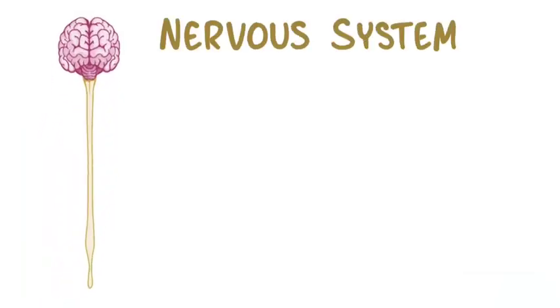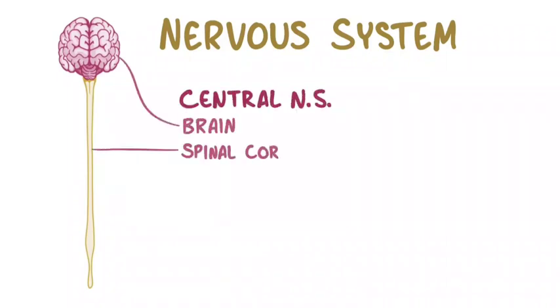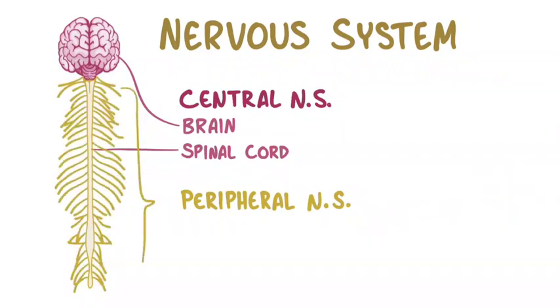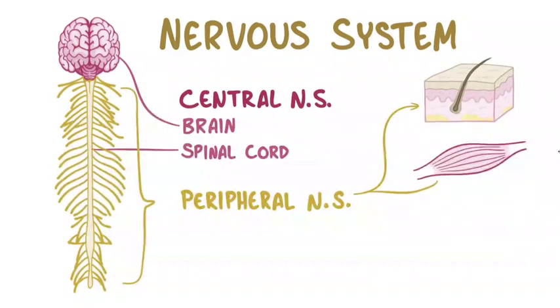Broadly speaking, the nervous system consists of two parts. The central nervous system consists of the brain and the spinal cord. The peripheral nervous system includes the nerves that fan out from the central nervous system to reach the skin, muscles, and organs.